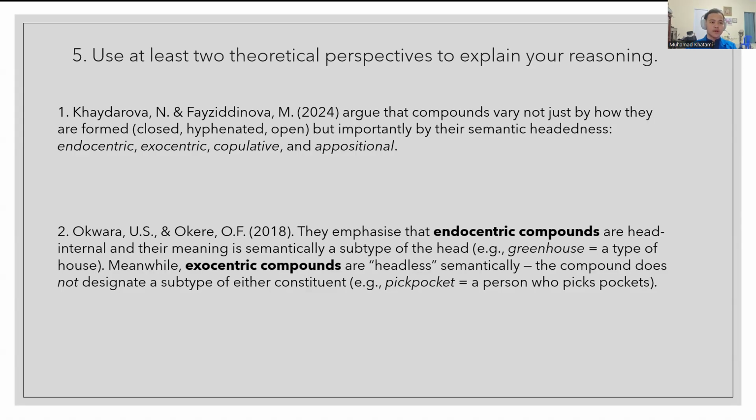by Kaidarova and Faizidinova. They argued that compounds may vary not just by how they are formed, closed, hyphenated, or open, but importantly by their semantic headedness: endocentric, exocentric, copulative, and appositional. And then Akwara and Okere emphasize that endocentric compounds are headed and their meaning is semantically a subtype of the head, for example greenhouse, a type of house. Meanwhile, exocentric compounds have headless semantics. The compound does not designate a subtype of either constituent. For example, a pickpocket is a person who picks pockets.